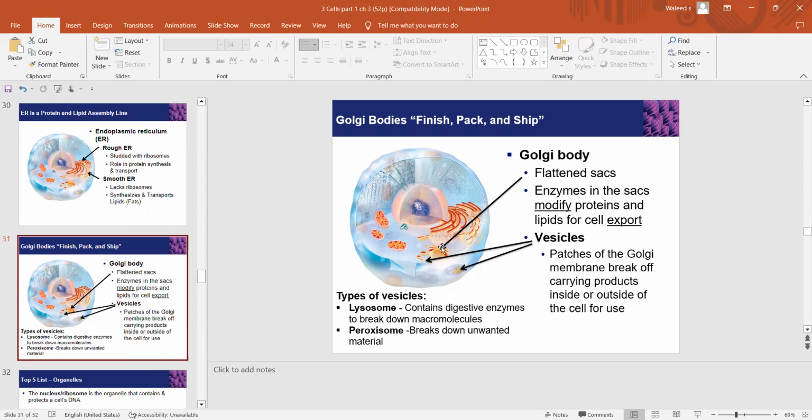Who made the proteins? I just told you. Ribosomes on the rough endoplasmic reticulum. It makes proteins, and then it leaves it and goes to the Golgi apparatus or Golgi body.